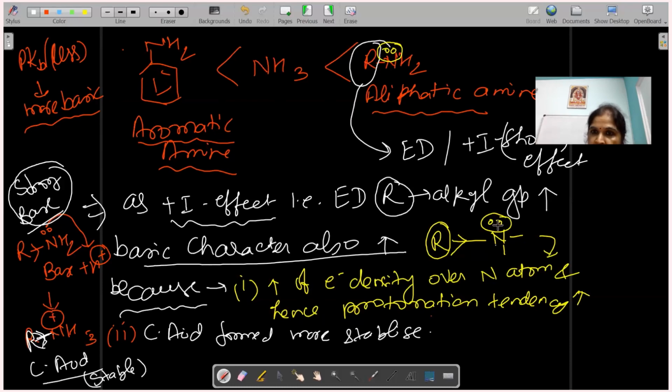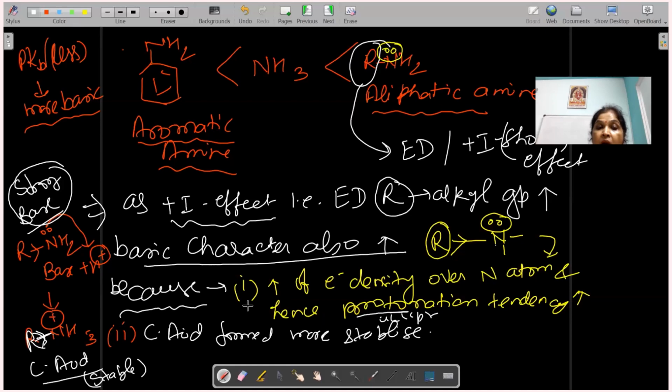Nitrogen is a base because of this lone pair. As more and more electrons come onto the nitrogen, the nitrogen becomes electron rich, meaning the electron density over the nitrogen atom increases, and due to this increase in electron density, the nitrogen has an easier tendency to accept the proton by giving its lone pair. So it easily accepts a proton.